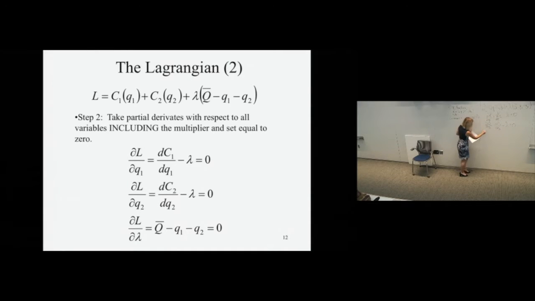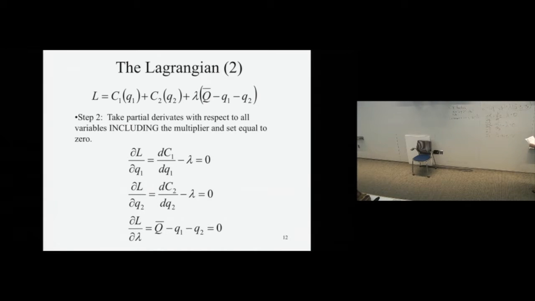And then finally, we're going to take the partial derivative with respect to lambda. These are not 2s. My first calculus class ever, I was lost for an hour because I thought they were 2s. Those are your partial derivative signs. So where do we see lambda? Oh, he's multiplying this whole guy. So Q bar minus Q1 minus Q2 is equal to zero, as we said earlier.